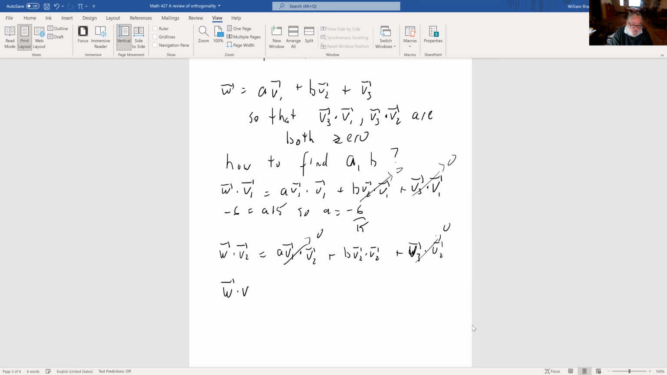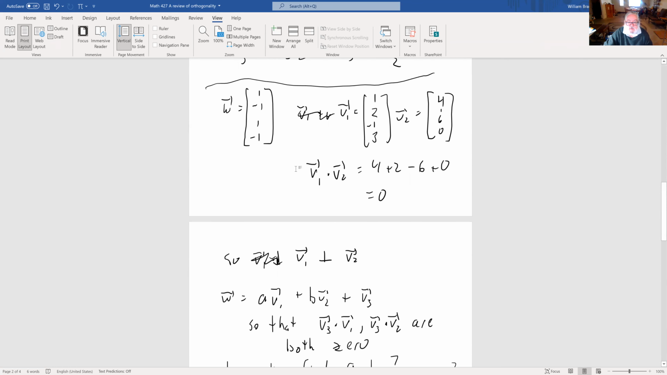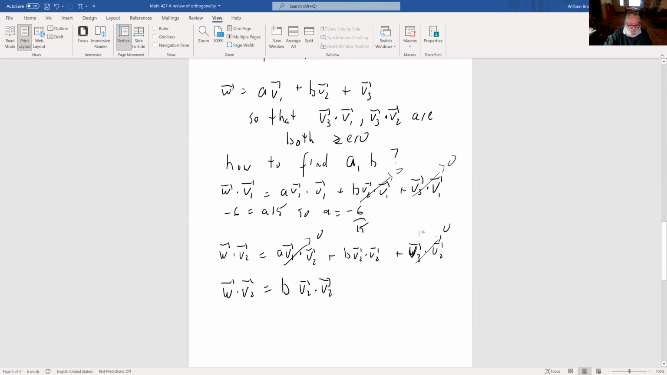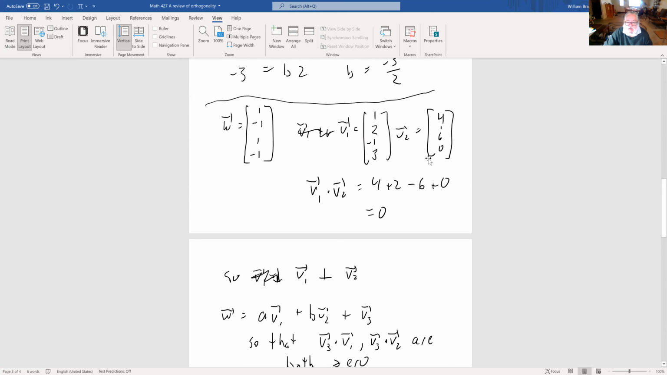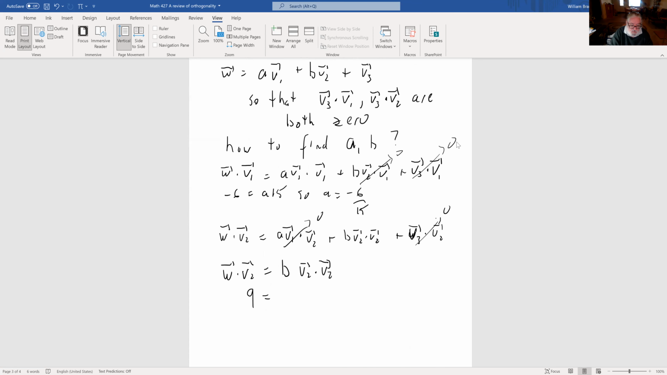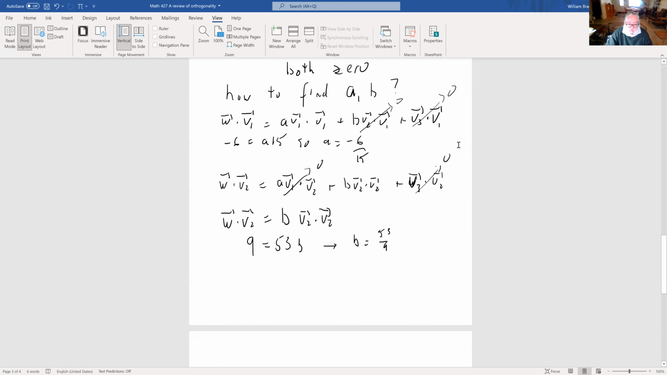W dot the vector v2 is equal to the coefficient of W in the direction of v2, which is b, times v2 dot v2. And W dot v2, let's see if we can do this in my head, is 4 minus 1, which is 3, plus 6, so that's 9. And v2 dot v2 is 16 plus 1, which is 17, plus 36, which is 53. So B is 9 over 53.